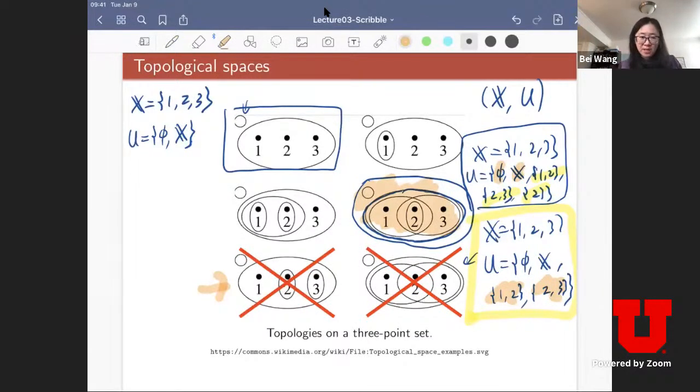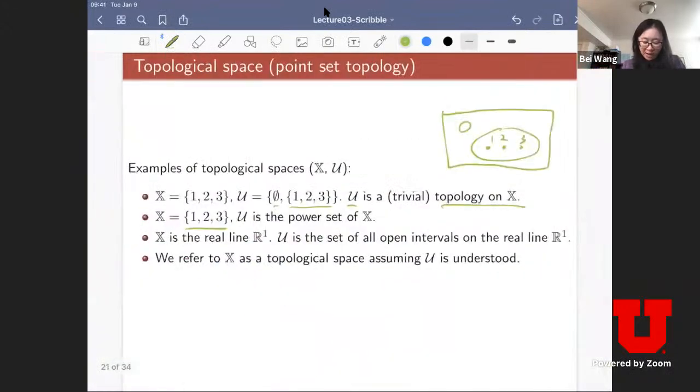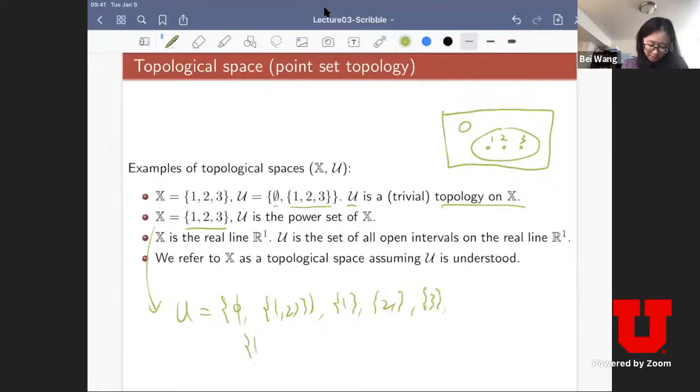Oh, no, actually, no, let me take it back. This is not. Let me take it back because if I want to make it into a power set, I need to have the one element set of 1 and 2, okay? So let me go back to the power set. The power set here is going to be the empty set, the set itself, the one element subsets {1}, {2}, {3}, 2 element subsets {1, 2}, {2, 3}, and {1, 3}. That is also a topology, okay?